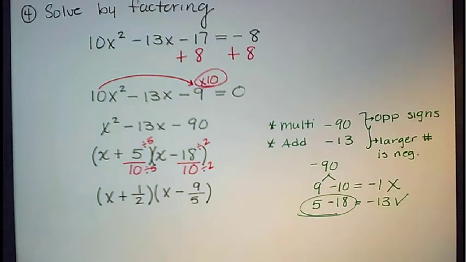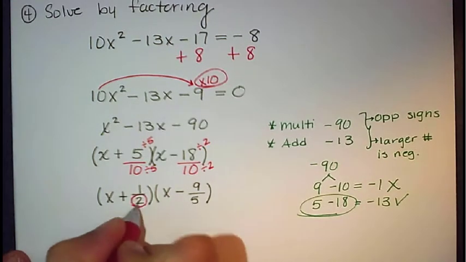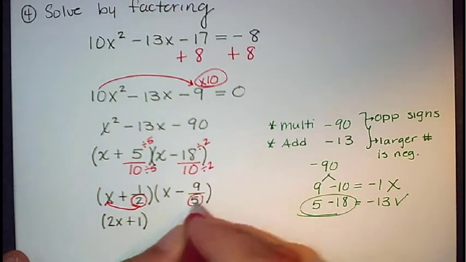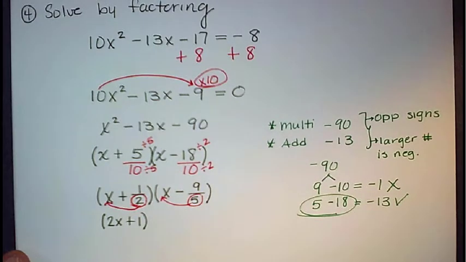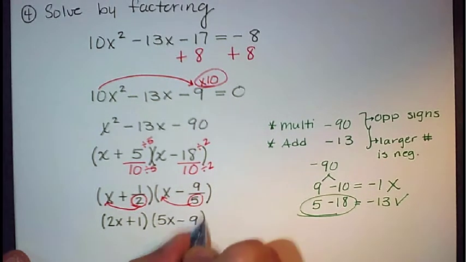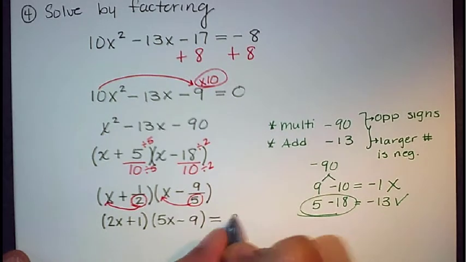And then, here's our bottoms up. We're going to take our 2, bring him up in front of our x, which is going to give us 2x plus 1. We're going to take the 5 and bring him up in front of our x, which is going to give us 5x minus 9. And remember, this is still equal to 0.